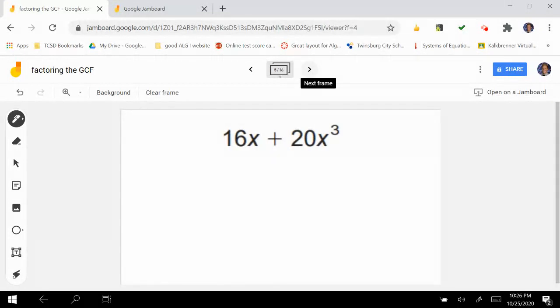All right, here we have 6x and 20x cubed. So again, I look at my coefficients. Actually, I look to see if this is positive first, which it is. 16 and 20.